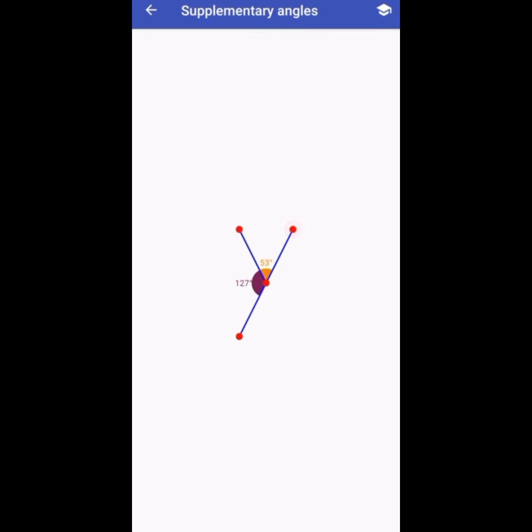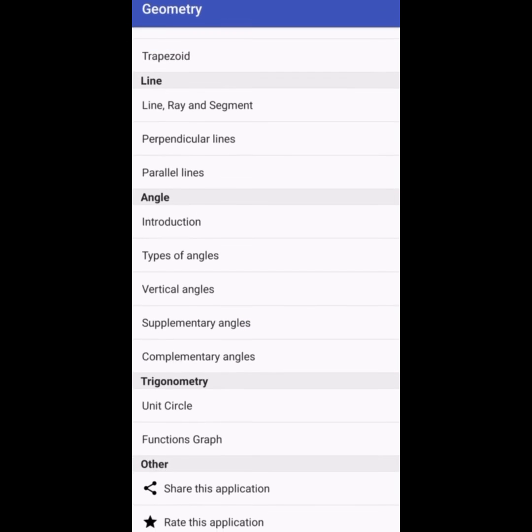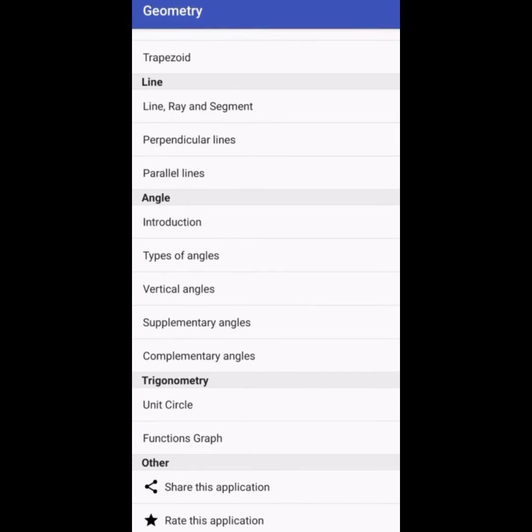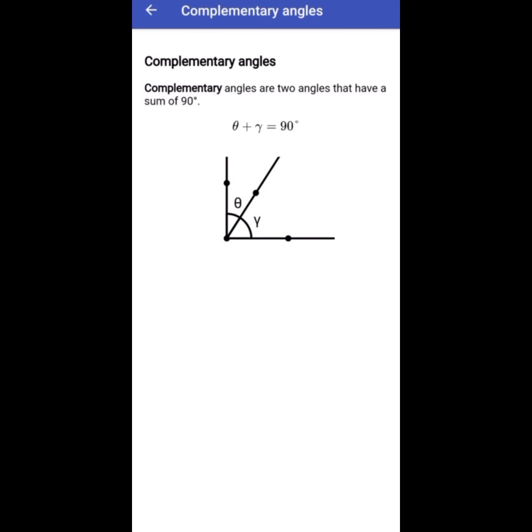So, supplementary angles. Supplementary angles are two angles that have a sum of 180 degrees. Alpha plus beta is equal to 180 degrees. Always remember that. So now let's move on to the complementary angles. Complementary angles are two angles that have a sum of 90 degrees. That is the formula for complementary angles.